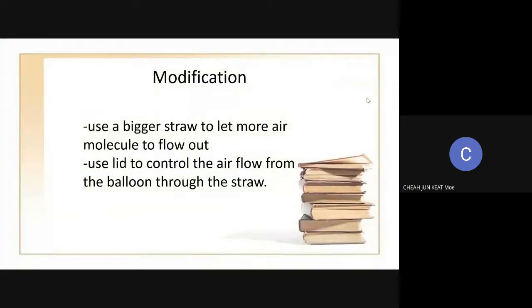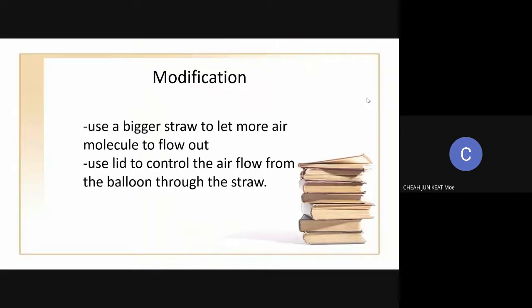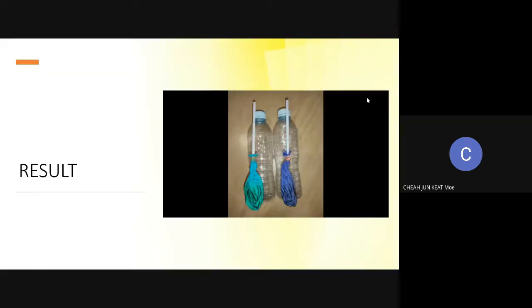Modification: I recommend using a bigger straw to let the air molecules flow out, because the hole of the straw is very thin and very small. We can also use a lid to control the airflow from the balloon through the straw. Like we can add a lid at the hole, so we can stop it or we can let it move.